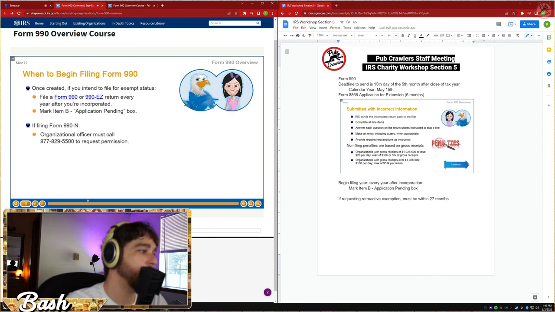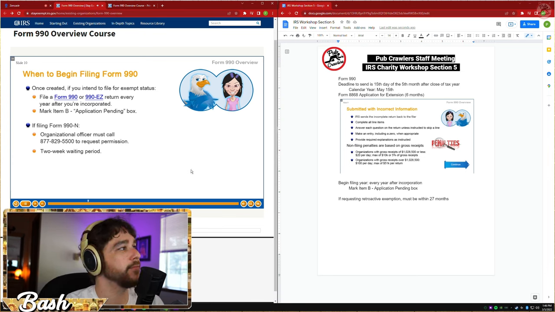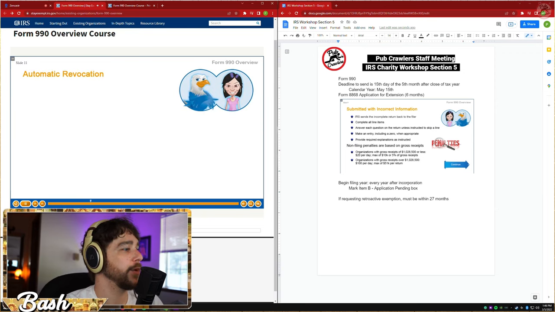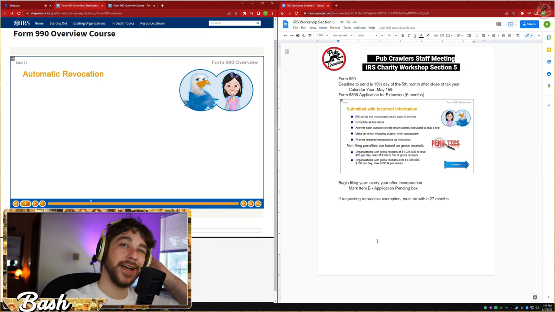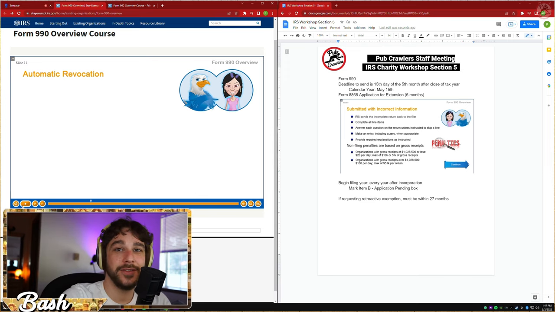Cool. To file Form 990N, it usually takes about 2 weeks for the IRS to set up the filing permission. We were good on that last one. I feel like that's wrong. Two-week waiting period. Well, that's again for filing a postcard version of the 990, which is extremely simplified, so that's not even an option. You have to do the 990 or the 990EZ now. Yeah. Or not filing correctly.